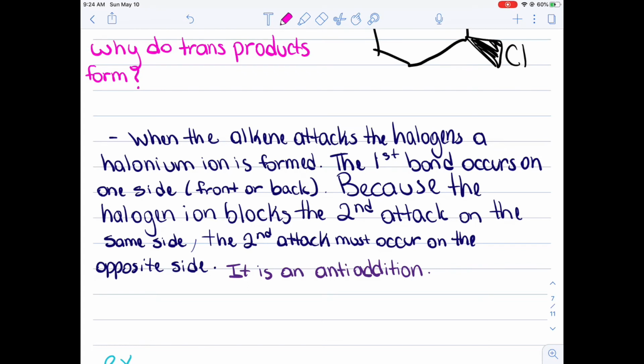So just as a summary, when the alkene attacks the halogens, a halonium ion is formed. The first bond occurs on one side. It could be front or back. And because the halonium ion blocks the second attack on the same side, the second attack must occur on the opposite side. It is an anti-addition reaction.